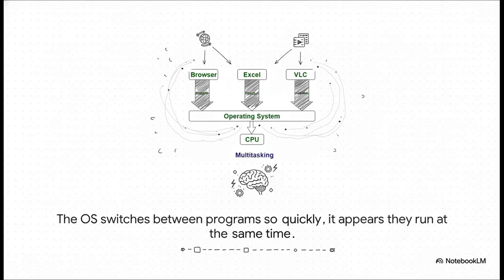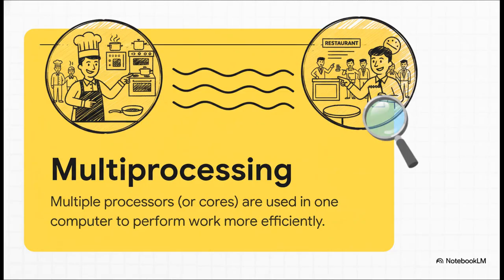The operating system is like the ultimate traffic cop. It takes all the requests from your apps, your browser, your spreadsheet, your music, and it feeds them to the CPU, the computer's brain, one little piece at a time. But it's happening so blindingly fast, thousands of times a second, that it creates this perfect illusion that everything is running all at once. Okay, but what if you could literally do two things at once? Not just switching fast, but truly at the same time.